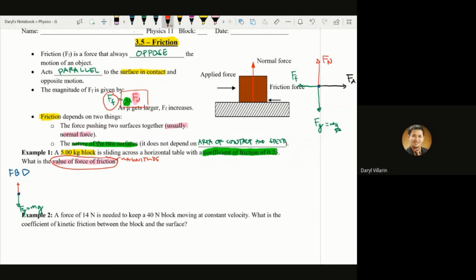And that is given by Fn. Remember that it's sliding across. It doesn't specify if it's to the right or to the left, but it doesn't matter. Let's just say that its velocity is going in the right direction. So this is my positive direction, and this object is moving to the right.